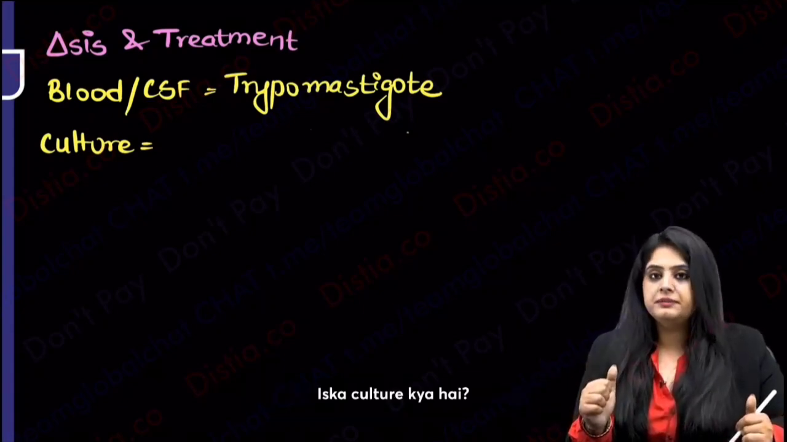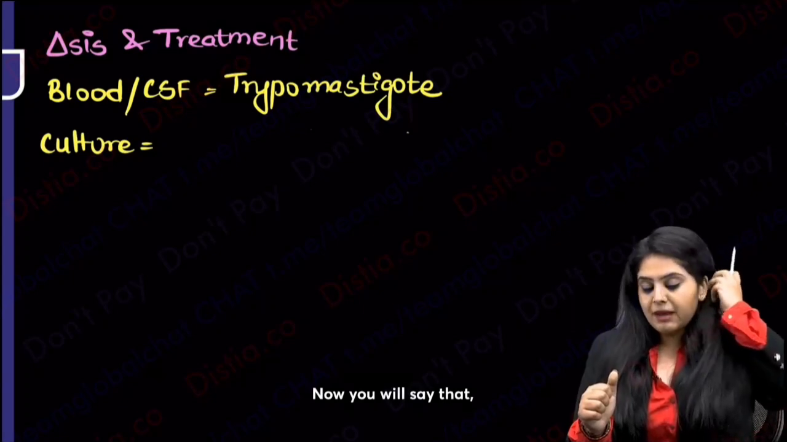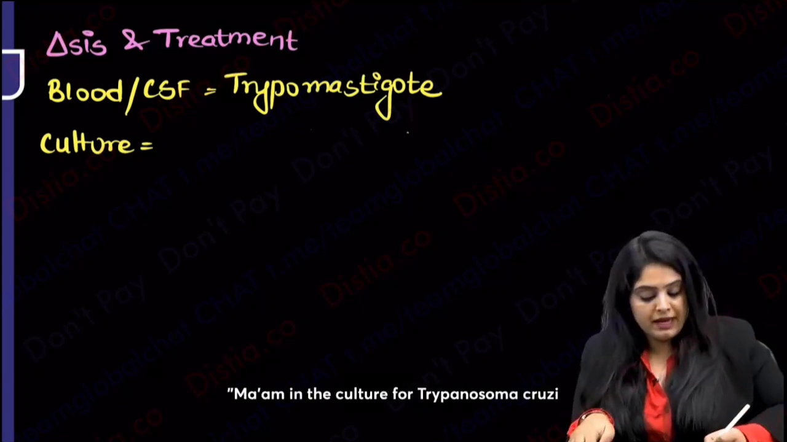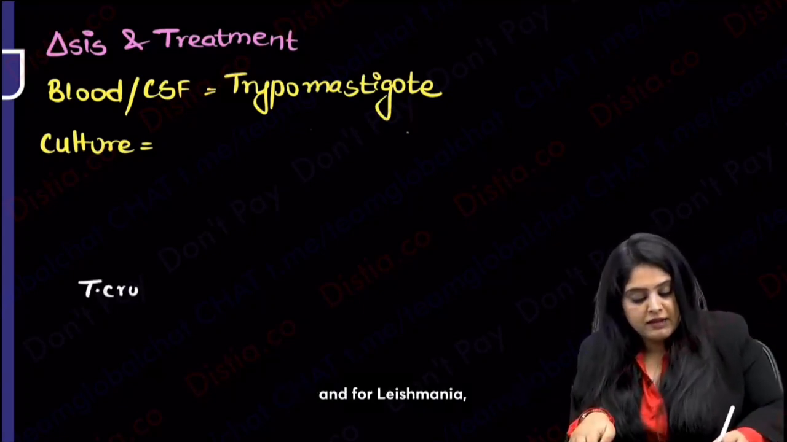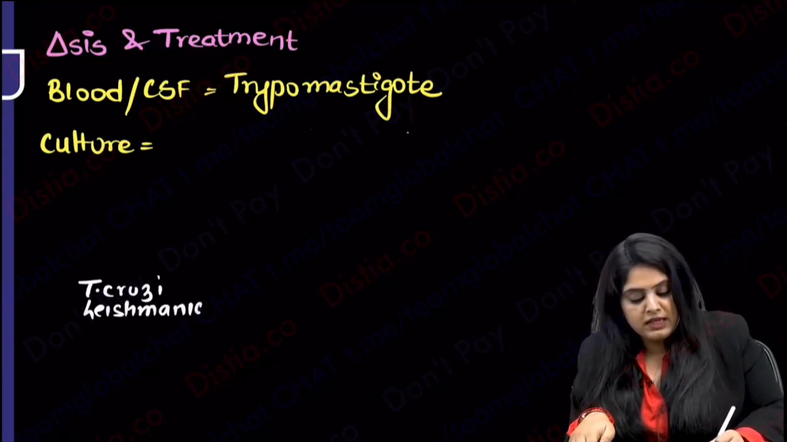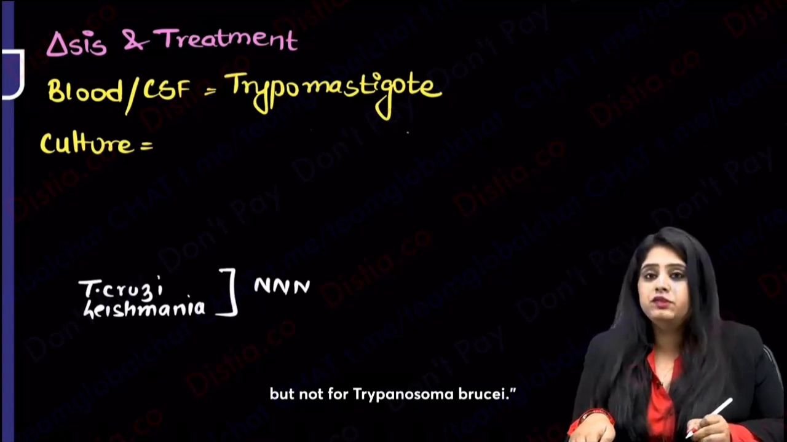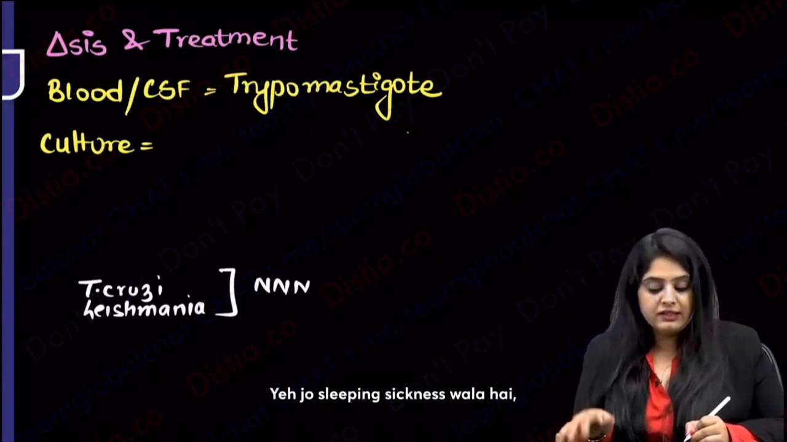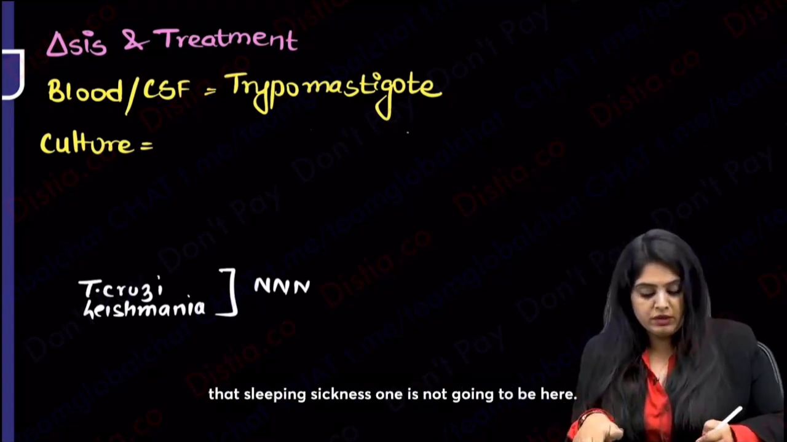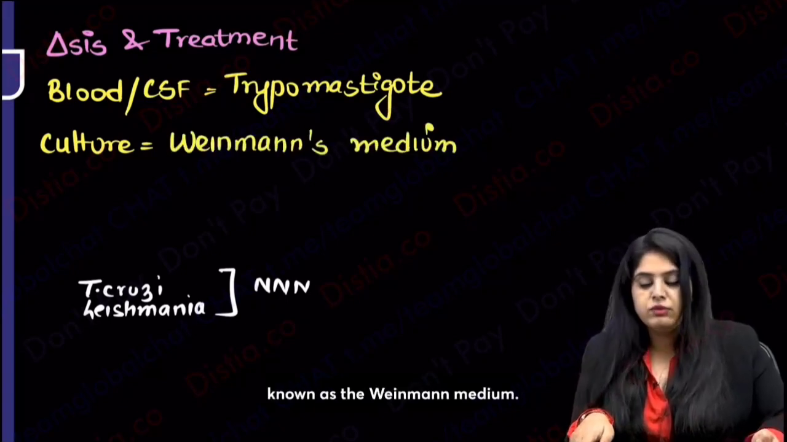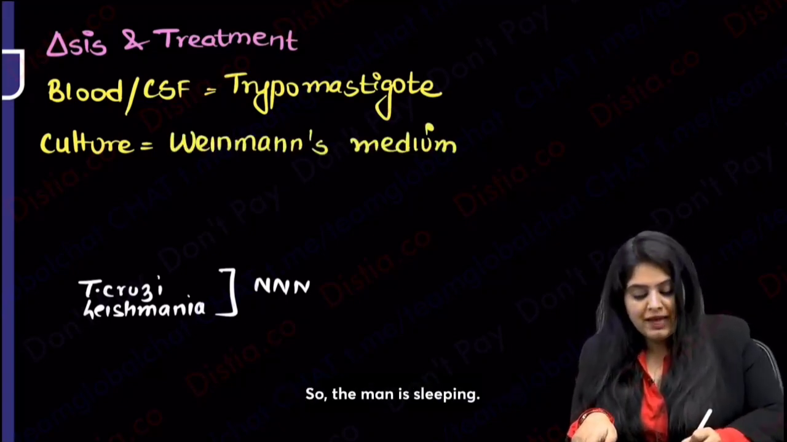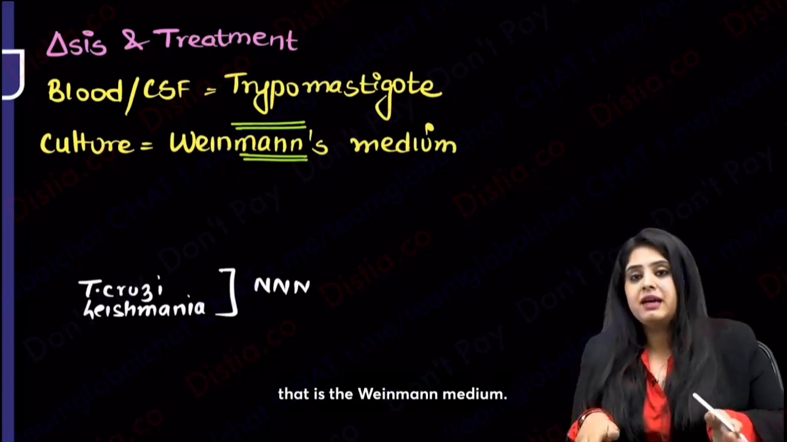What is its culture? Now you will say that ma'am, for Trypanosoma cruzi and for Leishmania, you told us the triple N media, but not for Trypanosoma brucei. The sleeping sickness one is not going to be here. For that, we have a different media known as the Weinmann's media. So the man is sleeping. Please remember, the media for sleeping sickness is the Weinmann media.